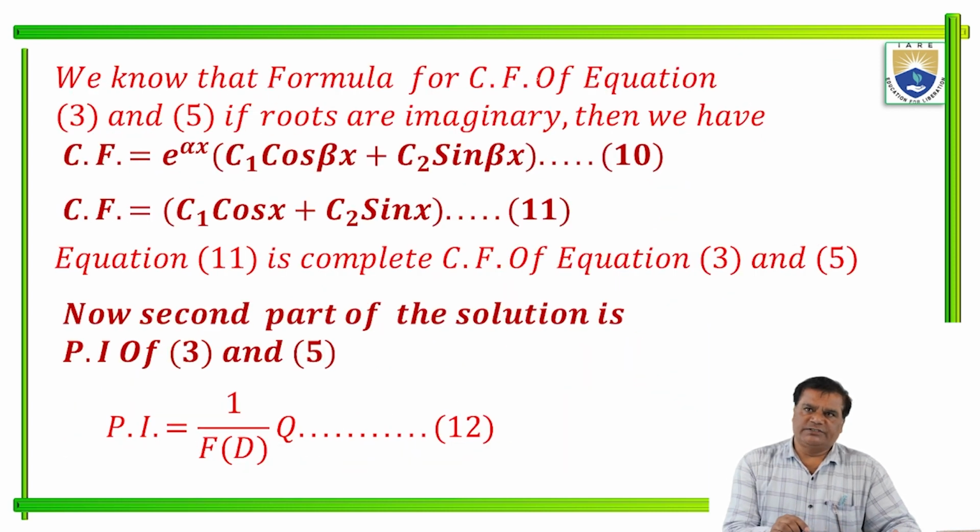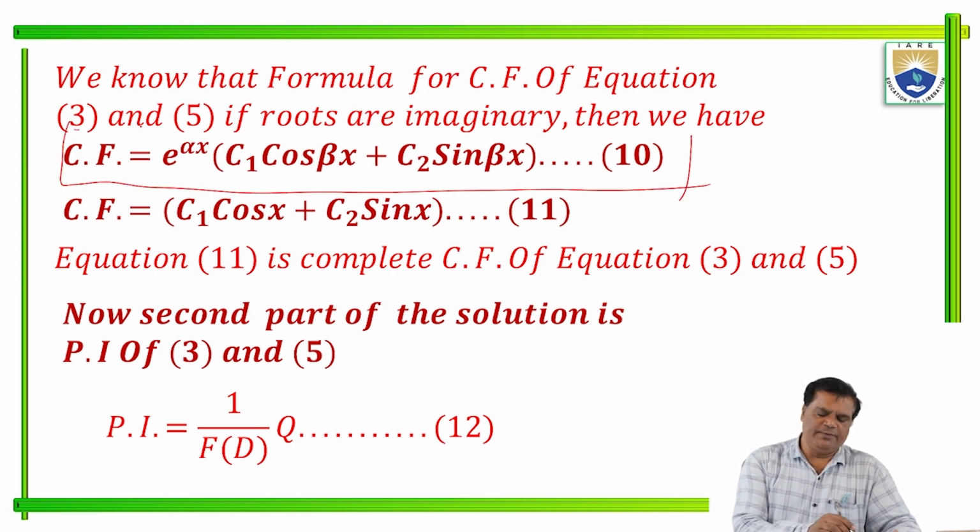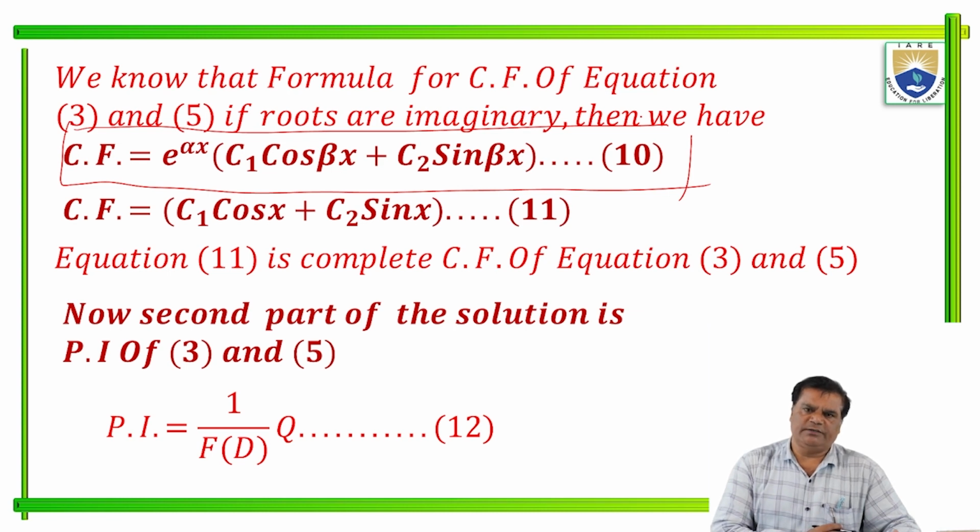We know the formula for the CF of equations 3 and 5: if roots are imaginary, then we have this formula for CF. We have already proved this formula in the last lectures. So CF equals e to the power alpha x, into c1 cos beta x plus c2 sin beta x. This is the formula for finding the CF of a linear differential equation of second order with constant coefficients. If the roots of the auxiliary form are imaginary, we apply this formula directly. We are not proving it here.